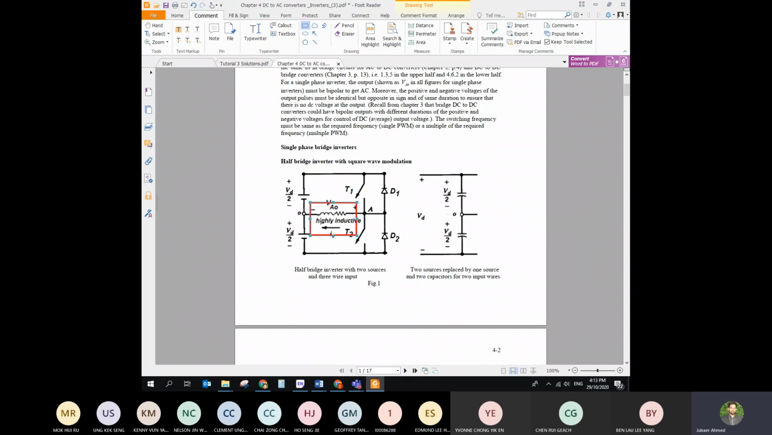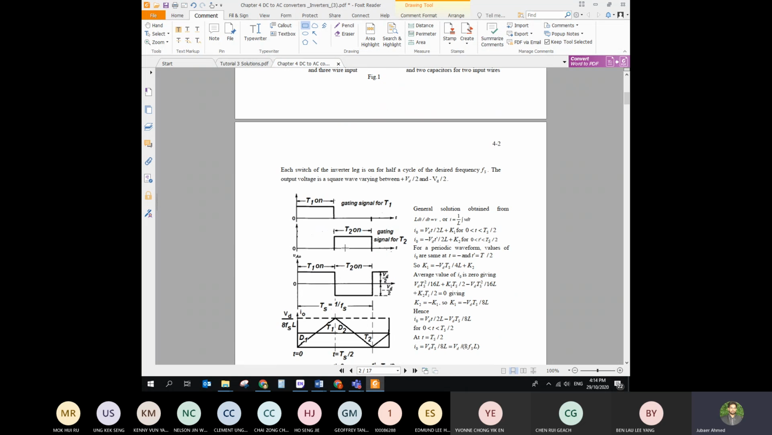If you just apply normal Kirchhoff's law, you'll find out that the voltage across the load will turn into a negative voltage. So when we are opening T1 and T2 at different times, the voltage will be positive Vd by 2 and negative Vd by 2, and it will keep on alternating like that. When T1 is on, positive Vd by 2, and when T2 is on, negative Vd by 2. So it will keep on going like that.